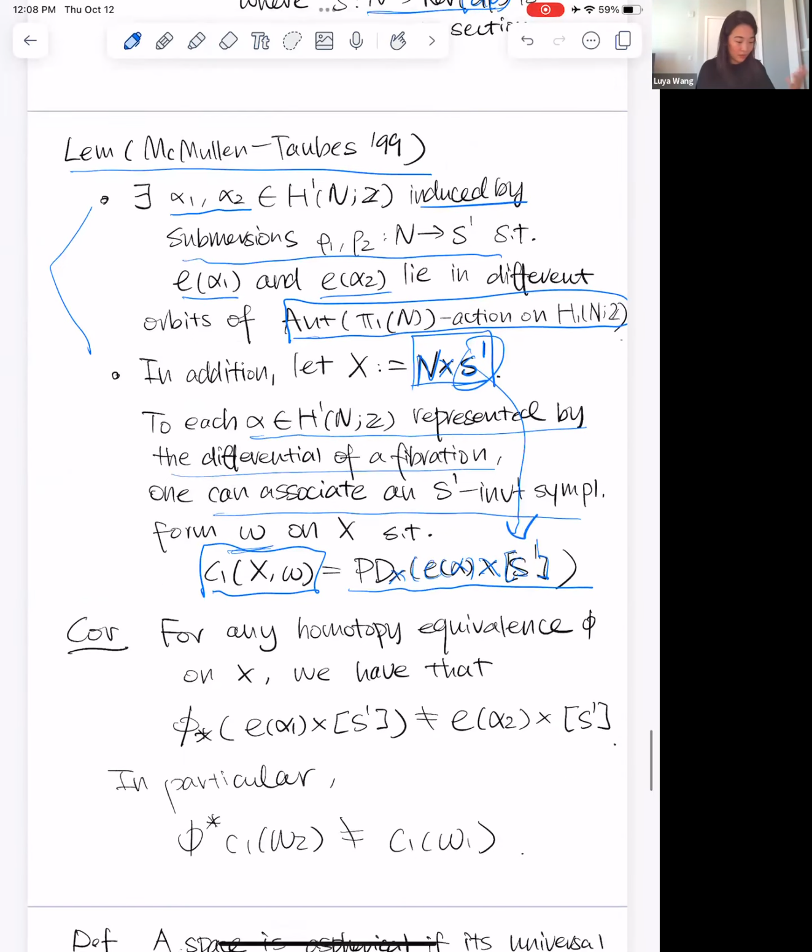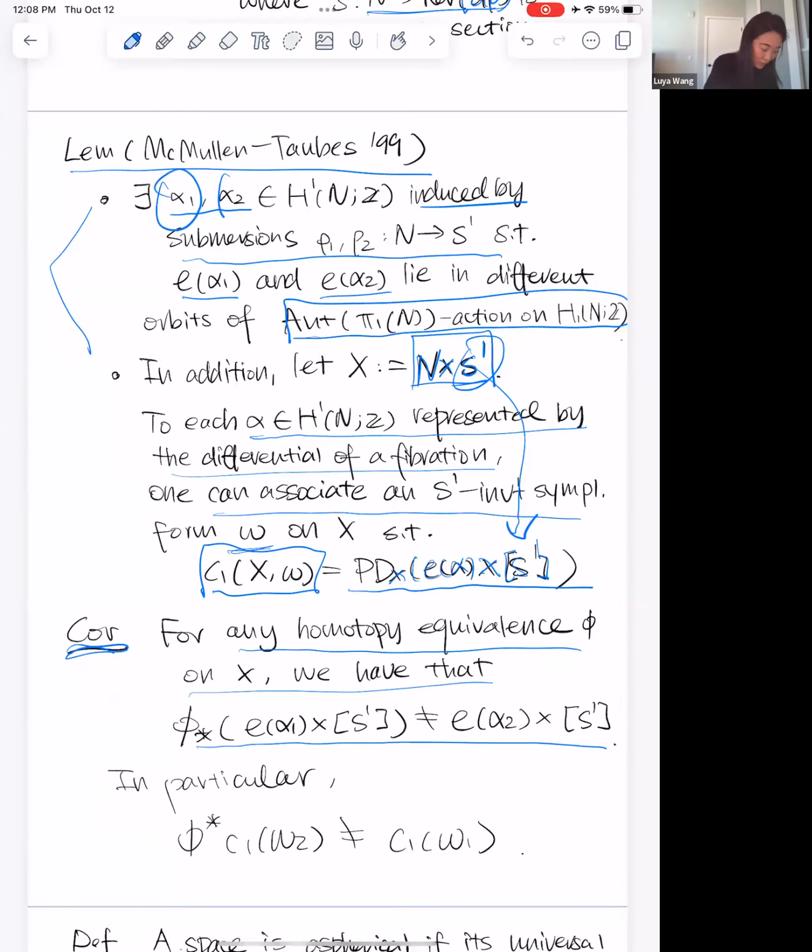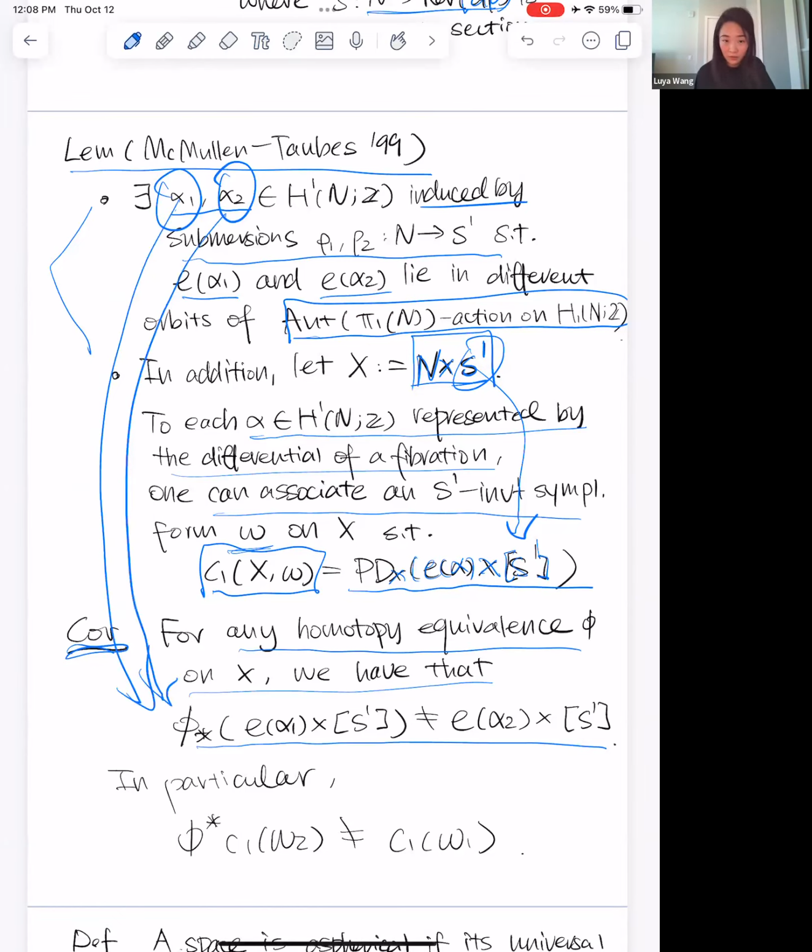Okay, so you already see as a corollary that for any homotopy equivalence phi on X, we have that for the given E1, alpha 1 and alpha 2 given by Moishezon-Taubes, you cannot map one of them to the other. And in particular, the C1s cannot be related to each other under a homotopy equivalence.